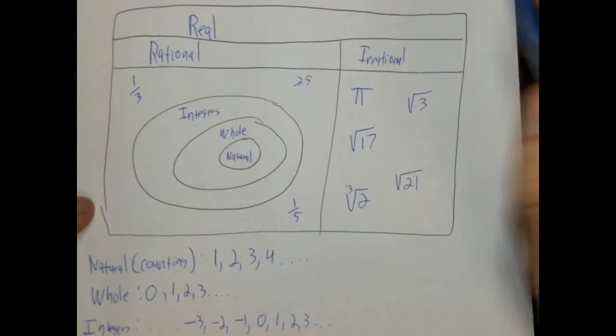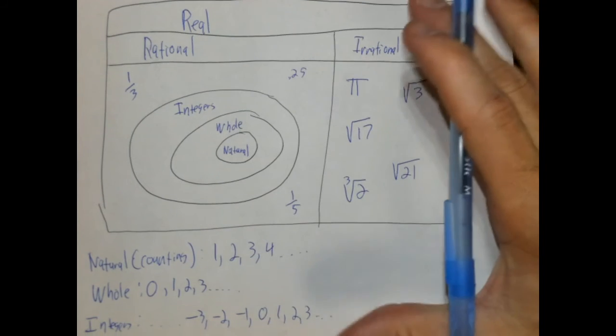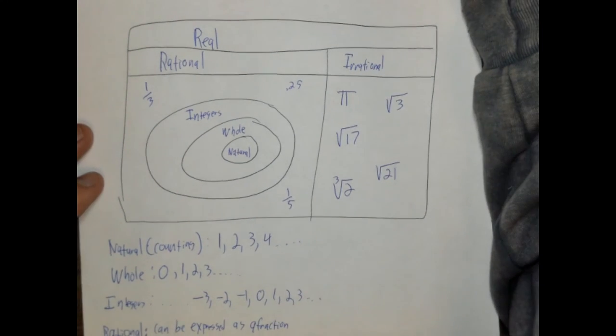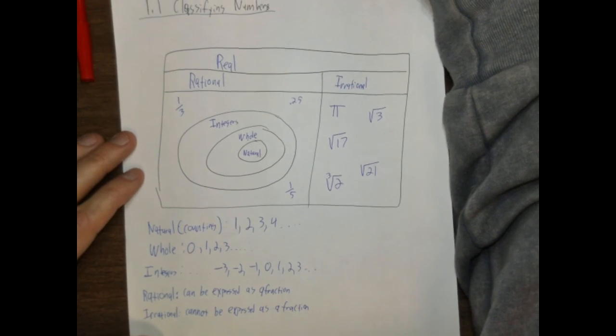So, anyway, I hope that clarifies it. This is basically all we need to know for classifying numbers. Let me zoom out a little bit here, okay?